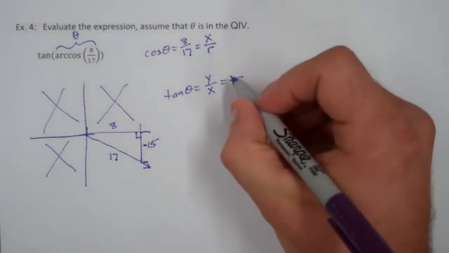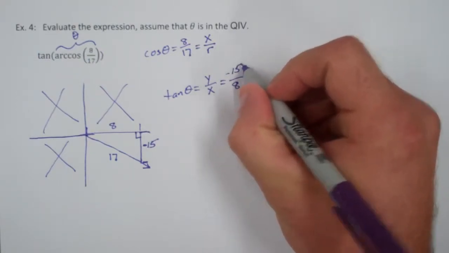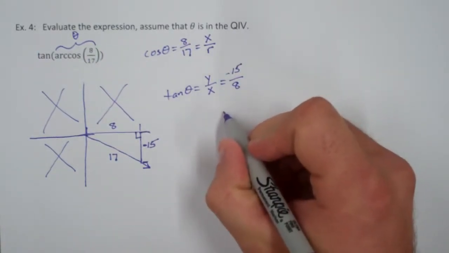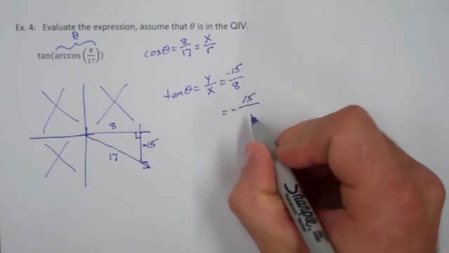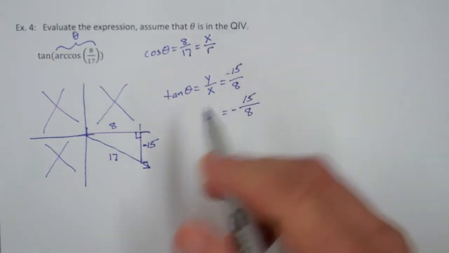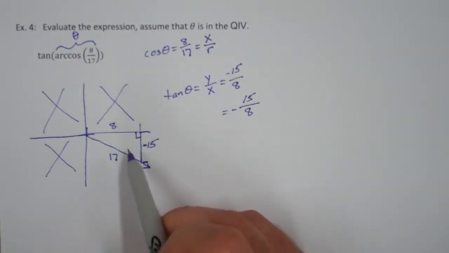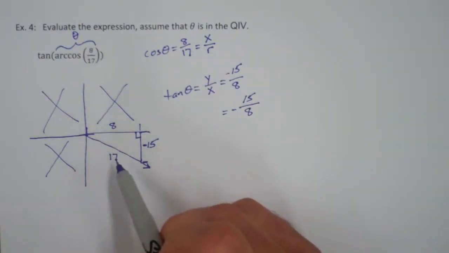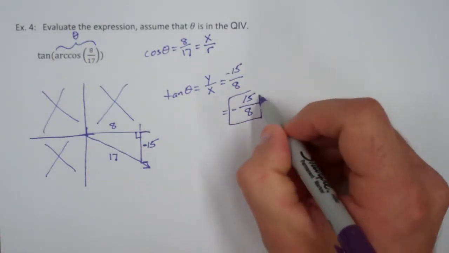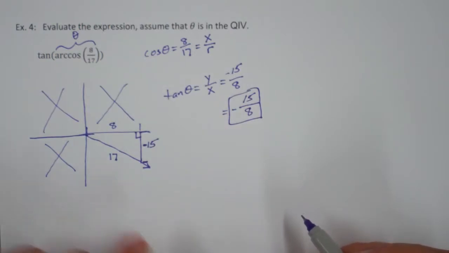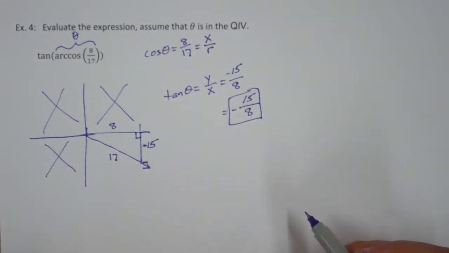So now we've got this negative 15 here. That's our y. And so sometimes you're going to see this written with the negative sign up front. We'll do that. So we've got negative 15 over 8. The tangent is totally negative here in either the second or the fourth quadrant, and so this is a good value. The sign makes sense, and you could type this in your calculator, evaluate it, and you should get negative 15 over 8.